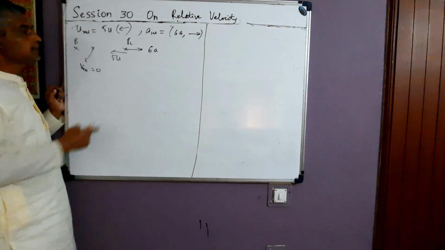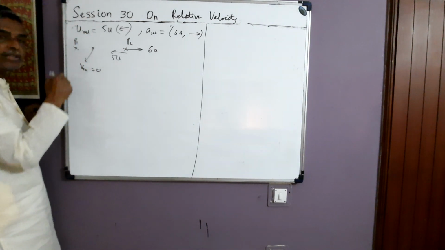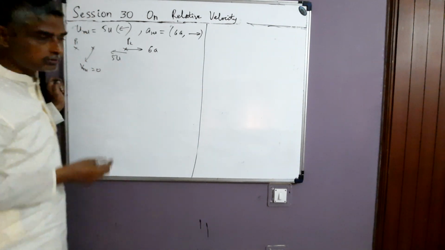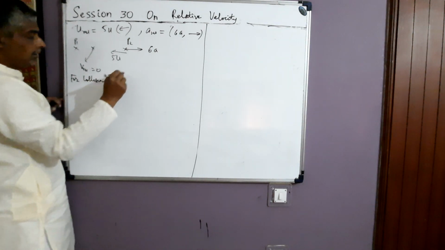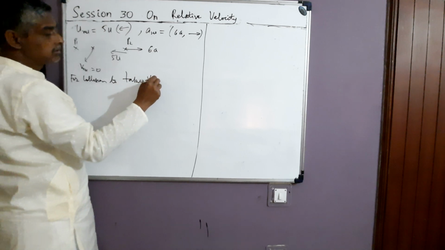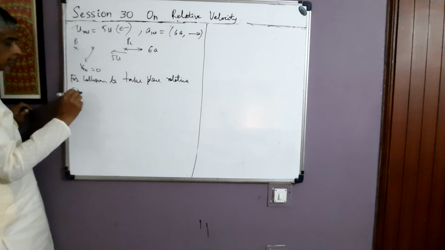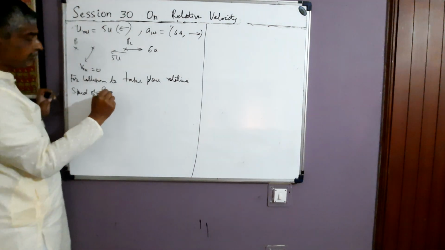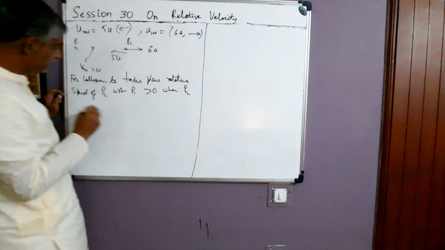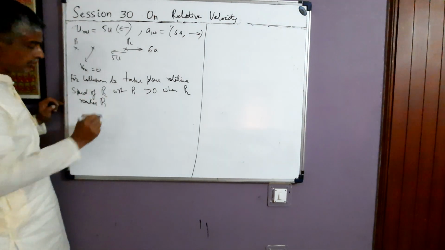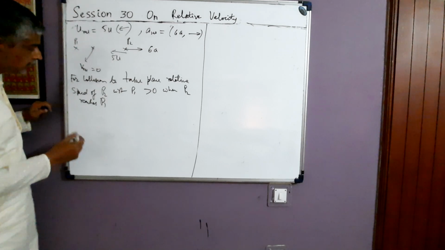So for collision to take place, the relative speed of P2 with respect to P1 should be more than 0 when P2 reaches P1. I'll write it again, as I have been doing in the previous video also. So for collision to take place, the relative speed of P2 with respect to P1 must be more than 0 when P2 reaches P1. Fine. So this is the condition for collision. Now we apply that formula again.